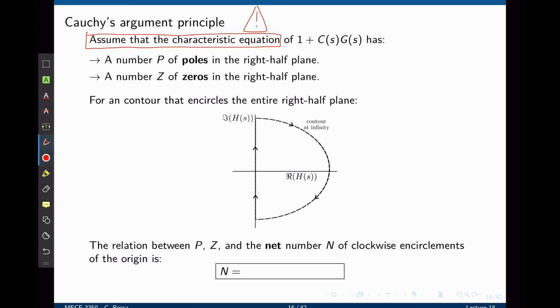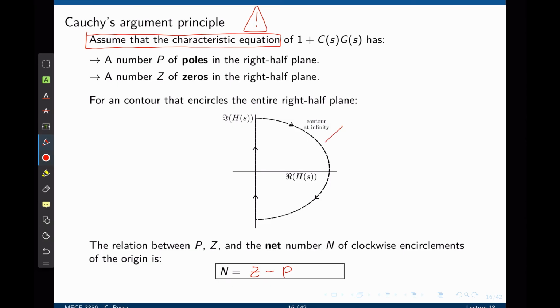Let's assume that this transfer function has a number p of poles in the right half plane, a number p of unstable poles. Now let's further assume that it has a number z of zeros in the right half plane. If you now take a contour that encircles the entire unstable region, and if you know how many zeros and how many poles the characteristic equation has, we can now count the number of encirclements of the origin in the W plane, as the net number of encirclements would be the number of zeros minus the number of poles. The net number of clockwise encirclements of the origin is z minus p.